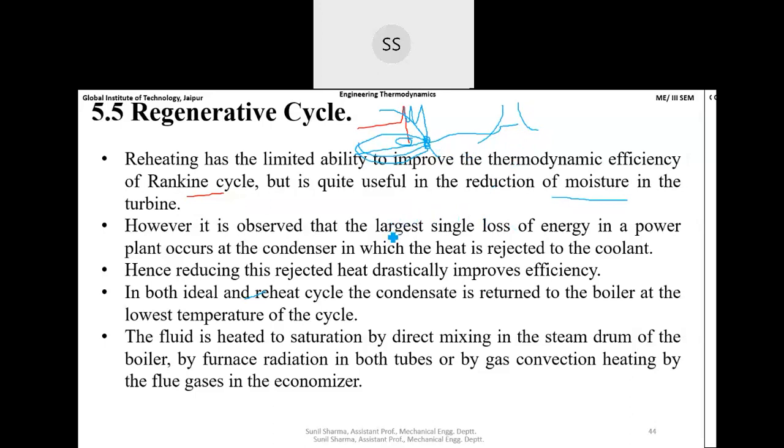So what to do? The loss of energy in a power plant occurs at the condenser, in which the heat is rejected to the coolant. Hence, reducing this rejected heat drastically improves efficiency. So if the heat rejection is reduced somehow, then definitely it will increase the efficiency. So how to reduce the heat rejection in the condenser? What to do for that?